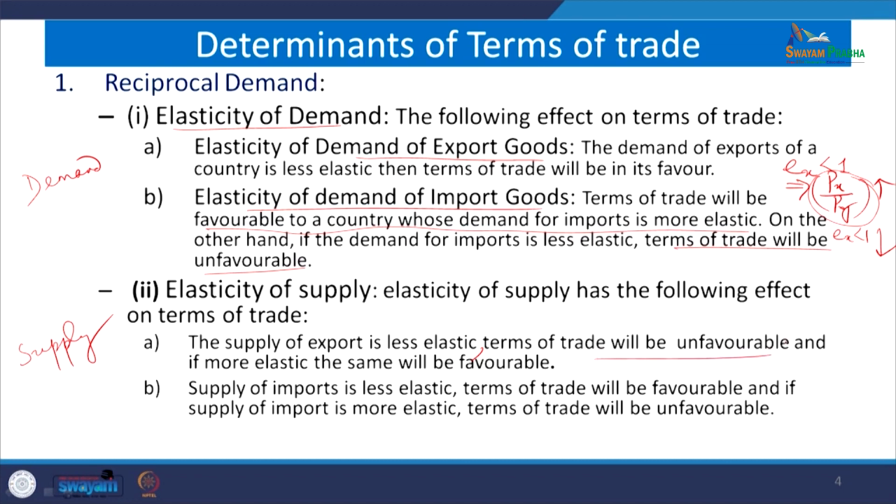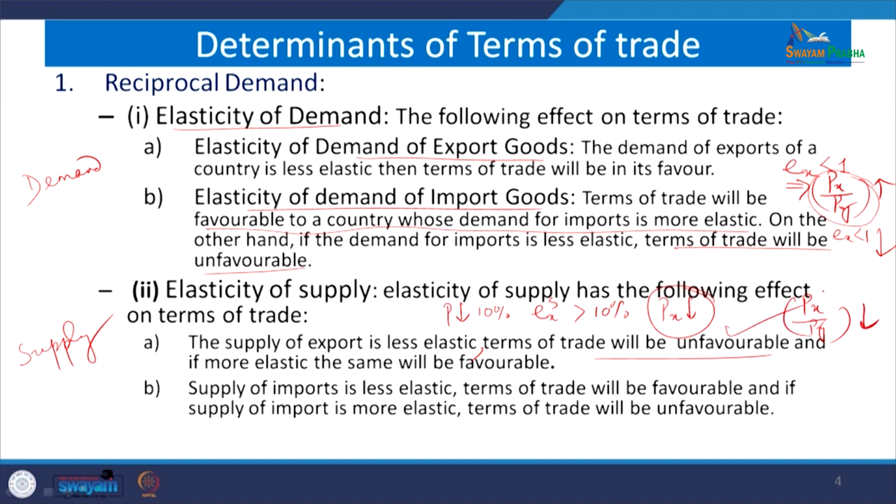Now, how to interpret it? If your supply of exports is elastic, and the price increases in the international market by 10%, your export supply will be more than 10%. If your export supply is more than 10%, then it will reduce the price. It will reduce the net price in the international market. Therefore, Px by Py will fall as a net effect, so it will be unfavorable.